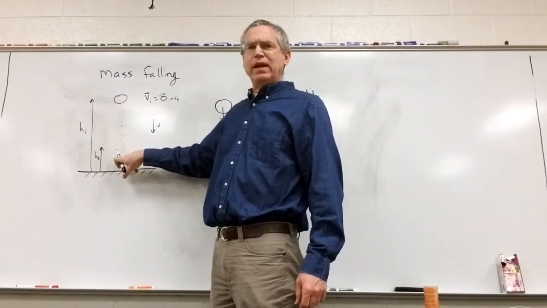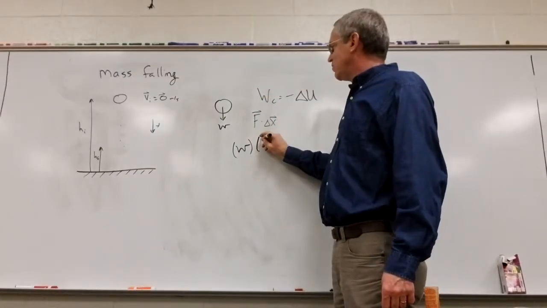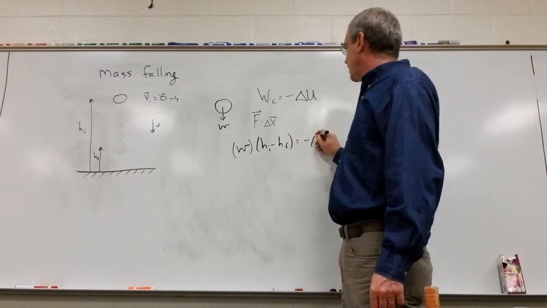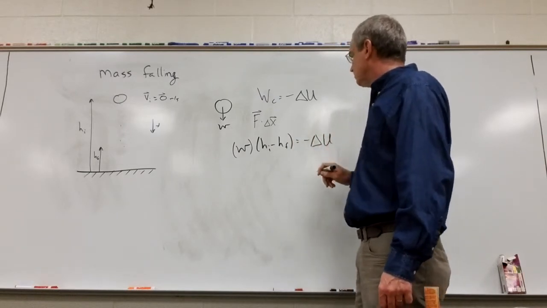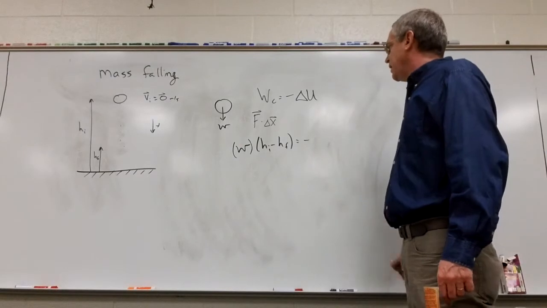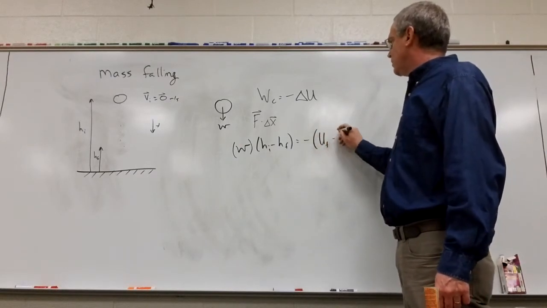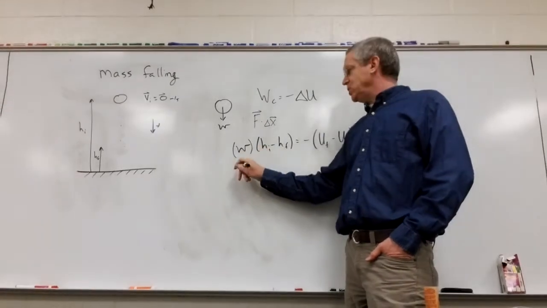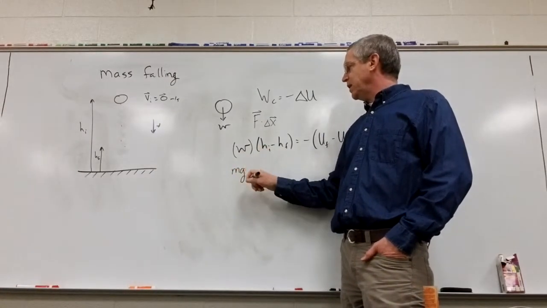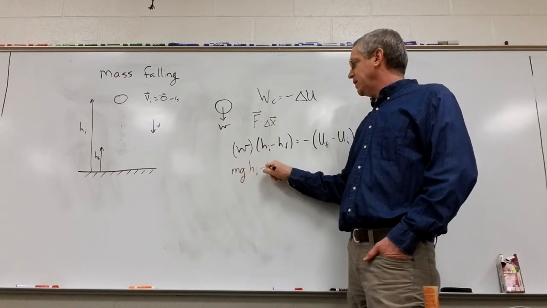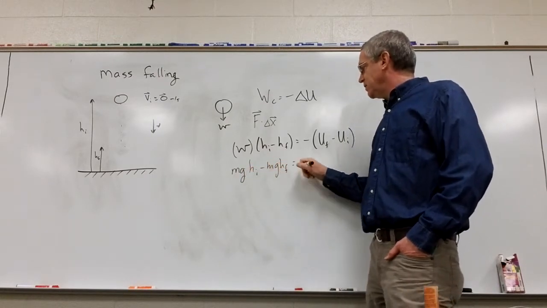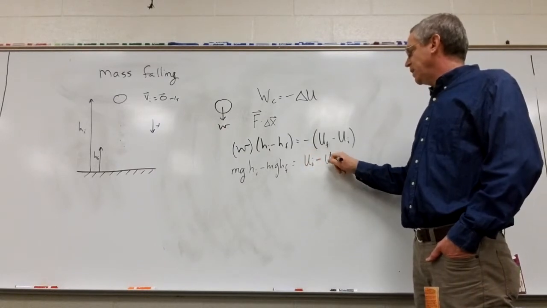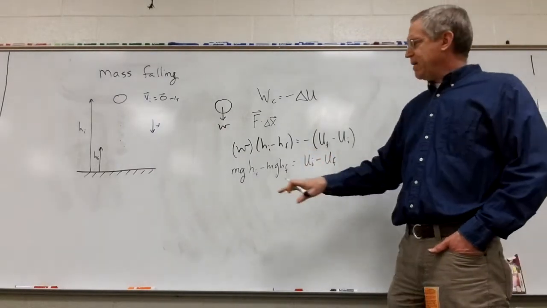Well, hi is bigger than hf, and so the distance it travels is hi minus hf, and that's equal to the negative change in potential energy. And actually, we can expand on that. Change is always U final minus U initial. If we substitute mg in here and then distribute, I have mg hi minus mg hf is equal to, distributing the minus sign, Ui minus Uf. So I have this formula here.